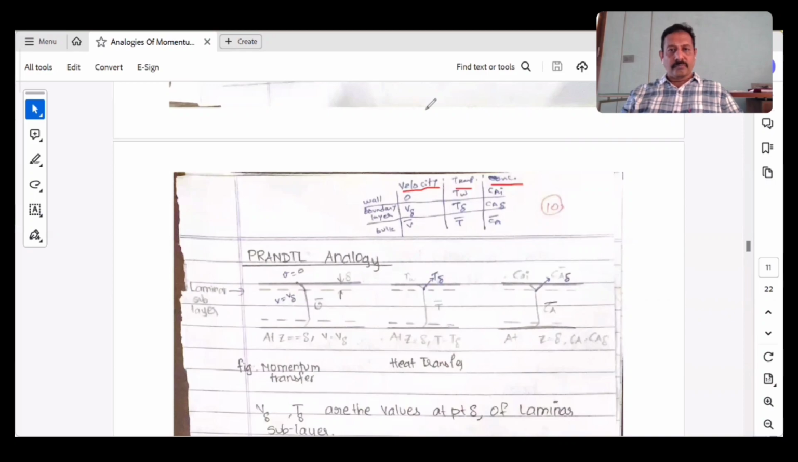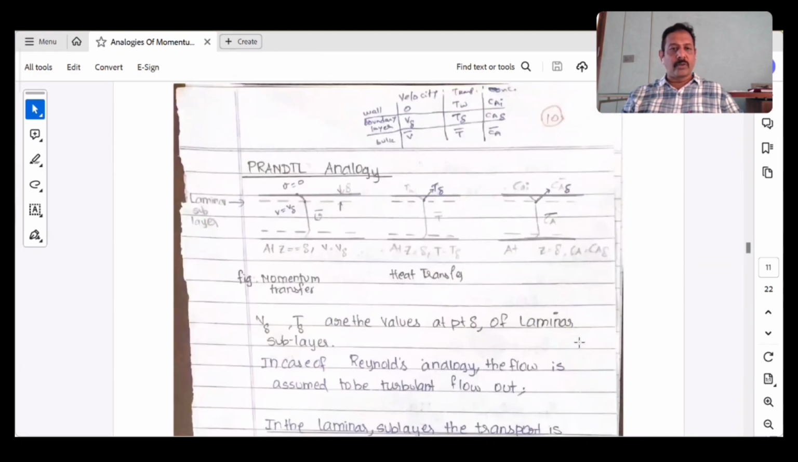So now we'll see how this Colburn analogy is worked out. Sorry, the Prandtl analogy is being worked out. In Prandtl, you are adding one more section here, which is the dotted line, nothing but the boundary layer, right? We have already defined the nomenclature at the wall, boundary layer, and bulk, right?